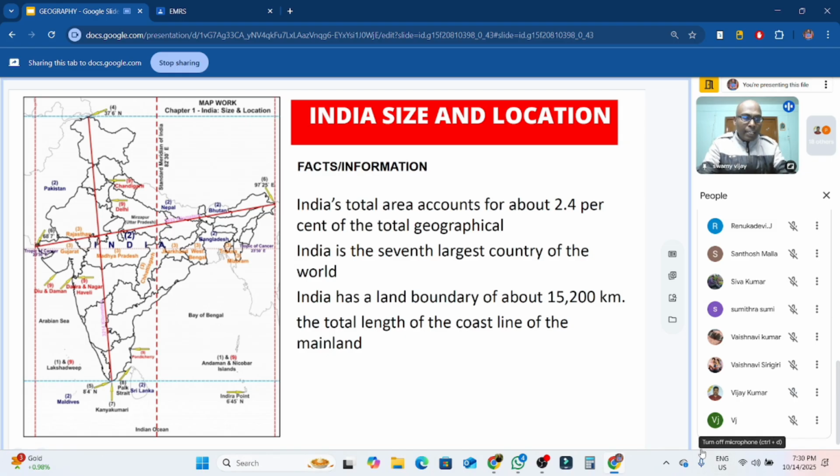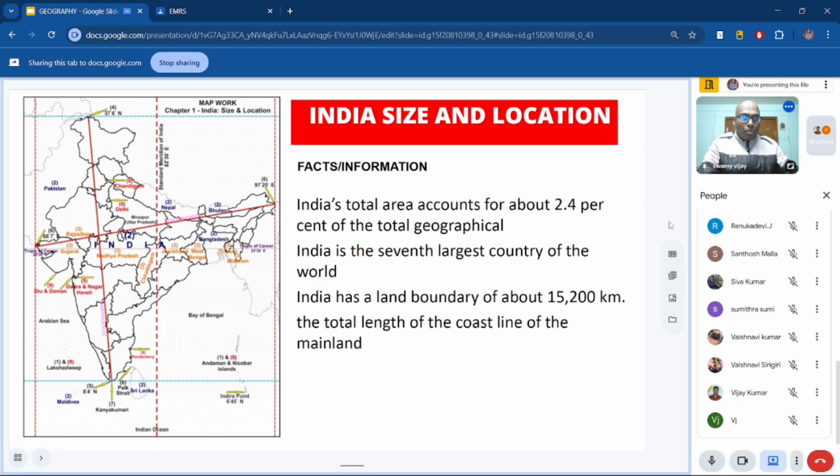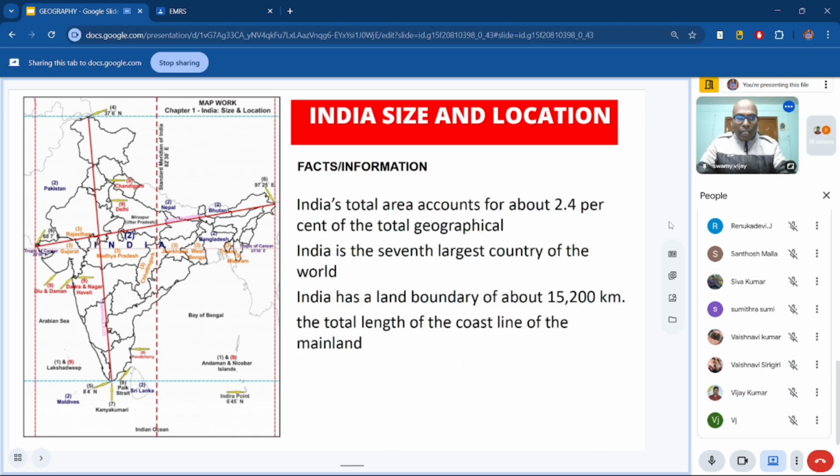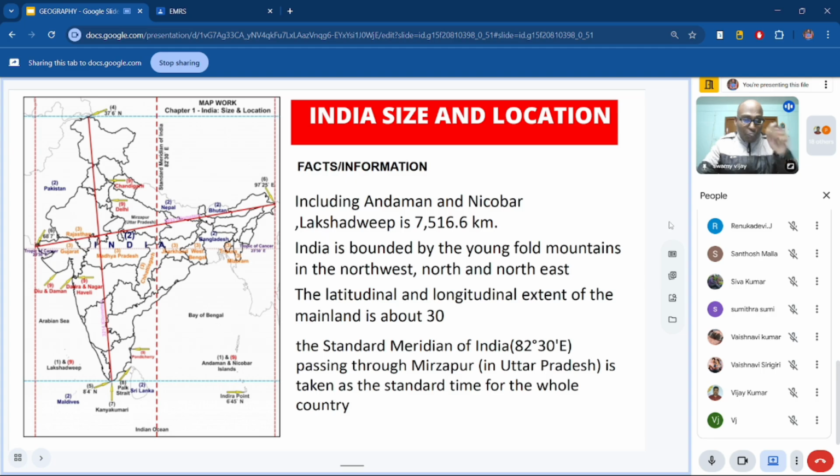Shall I change the slide? Right. Then the coastline, including Andaman and Nicobar and Lakshadweep, is 7,516.6 kilometers. So if the question comes, what is the total coastline India has, including Andaman and Nicobar and Lakshadweep? It is 7,516.6 kilometers.